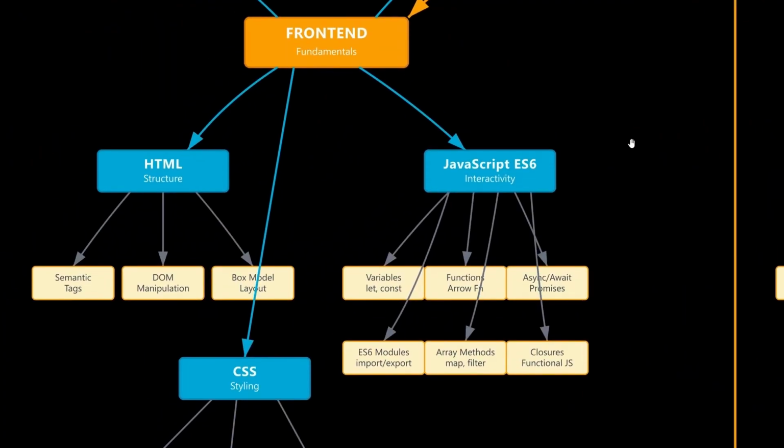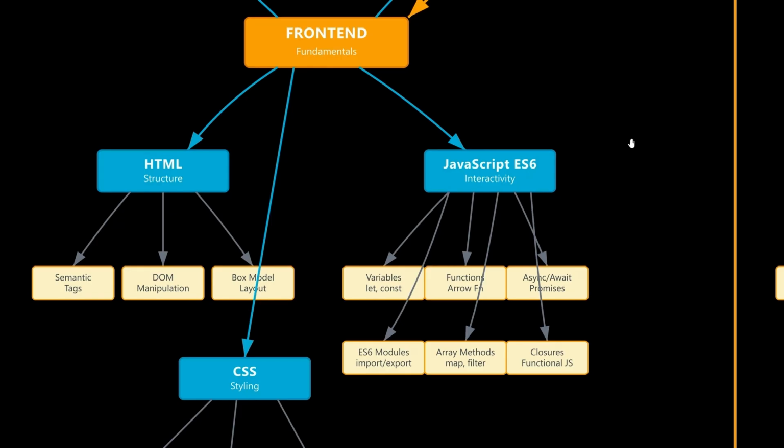So first we have HTML, which stands for Hypertext Markup Language. HTML is the structure for a web page. Think of it as a skeleton or a foundation in which we have semantic tags. We use semantic tags like header, nav, section, article, and footer. These tags give meaning to the content and help with accessibility and SEO in the pages.